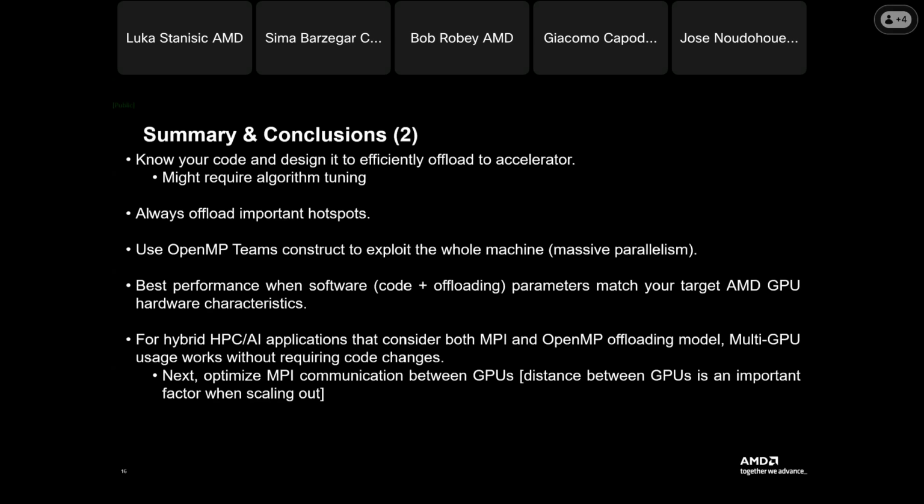If your application is designed as a hybrid application, using MPI and OpenMP, for example, multi-GPU should work directly. Once you are sure that this is working, next you can optimize MPI communication between GPUs. And here, the distance between GPUs might be important depending on the situation. So that is the thing I want to share with you guys.